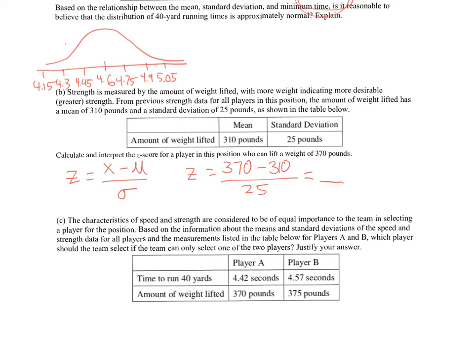And then as far as interpreting, a standardized score or a z-score in general tells you how many standard deviations above or below the mean your point is. And we're just going to explain that. So take a look at this value and you're going to describe in words, oh, this means that a weight of 370 is so many standard deviations above the mean or below the mean, depending on if it's positive or negative. Hint, hint, here it's going to be positive because 370 is bigger than 310.